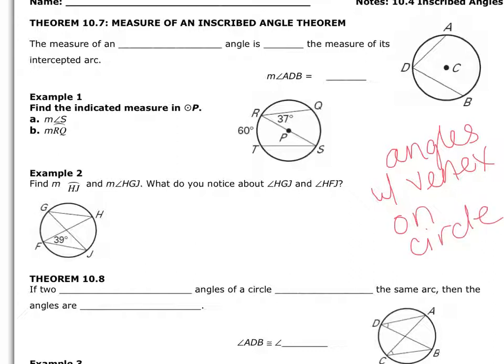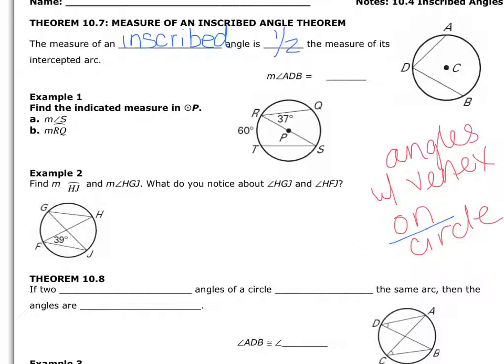So we have three different ones: on the circle, outside of the circle, and inside of the circle. Those are the three different ones we'll be dealing with. And like I said, today is going to be on the circle. When you're dealing with an inscribed angle, the vertex is on the circle, and the measure of this inscribed angle is half the measure of the intercepted arc.